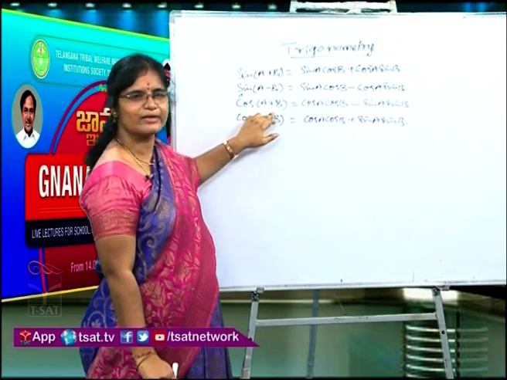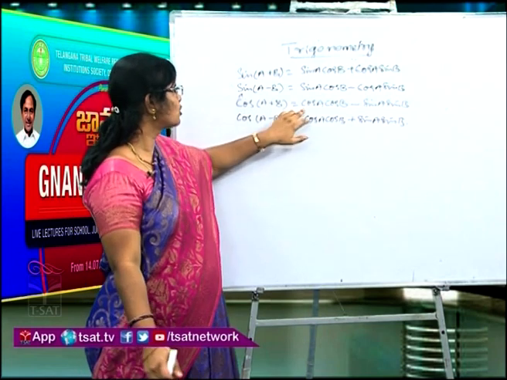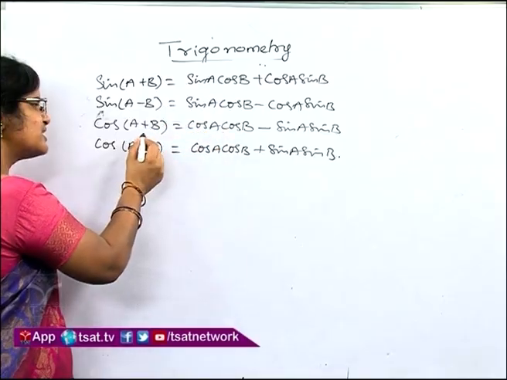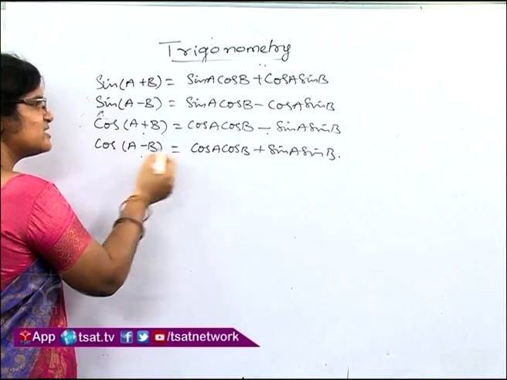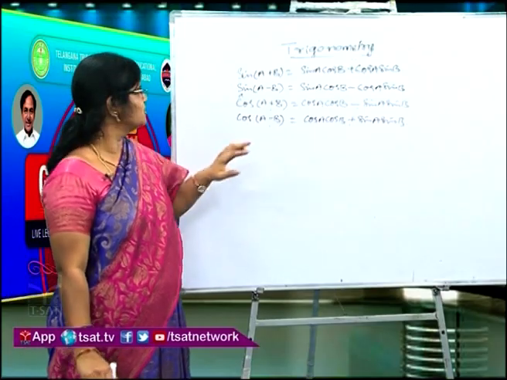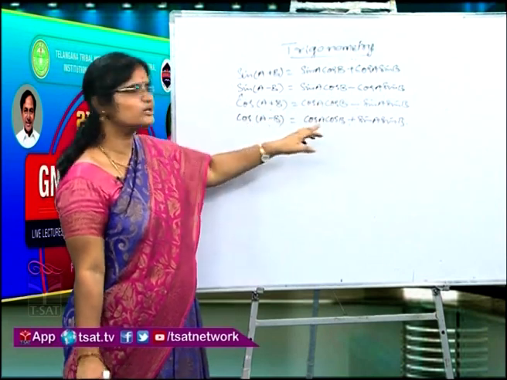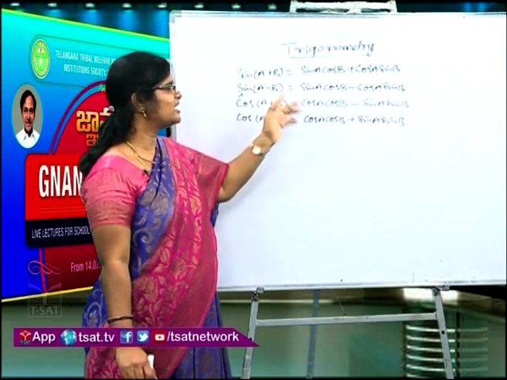Next, cos of a plus b, cos means cos cos, sin sin. So, cos a cos b, if plus is there, minus will come, if minus is there, plus will come. So, in that way you have to remember, children. So, cos of a plus b is cos a cos b minus sin a sin b, cos of a minus b is cos a cos b plus sin a sin b.